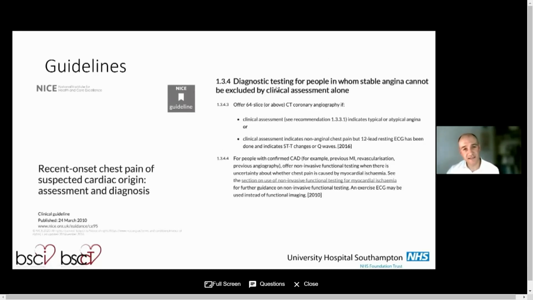cardiac CT is recommended, and my colleague Dr. Bull has talked about cardiac CT already. However, for those patients who've got confirmed coronary artery disease, then non-invasive functional testing such as stress perfusion MRI is an indicated source, and that was the case in this situation.